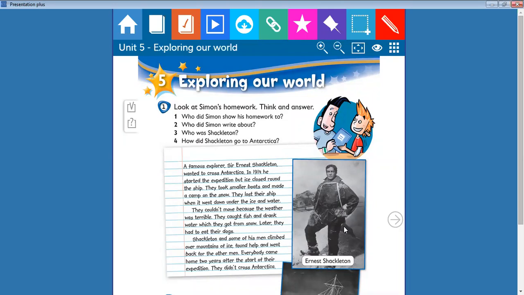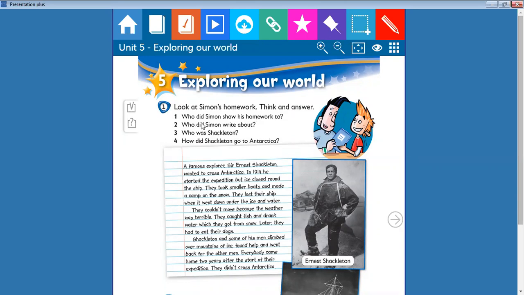Today we are going to start the fifth unit, Exploring Our World. Look, here we have Simon and his dad. Alright, so now look at Simon's homework. Here we have Simon's homework. Think and answer.